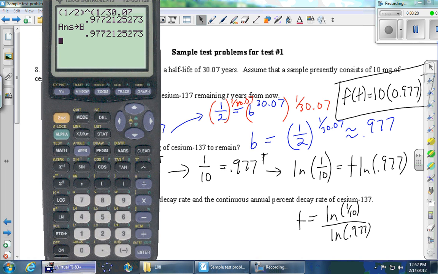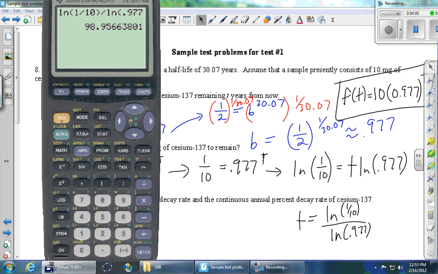Again, we'll go to the calculator. So we can do ln of 1/10 divided by ln of 0.977. And it looks like it takes about 98.95 years. But that 0.977 that we typed in was an approximation. And we'd be better served by using all the digits the calculator has and not our rounded version.